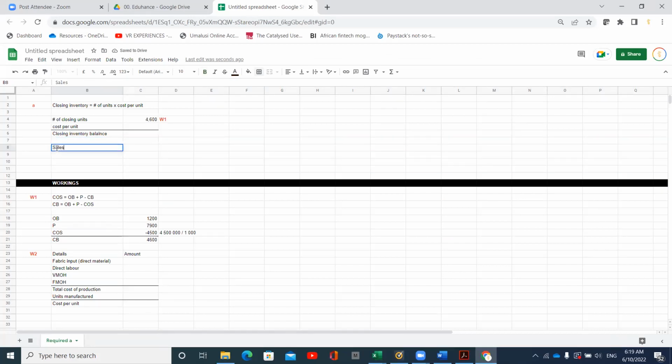So we're going to say items excluded. So we're going to say sales commission not included in the cost of the product. It is a selling cost and not a product cost. There's a 1.2 we excluded, okay? And we're telling them why we excluded it.